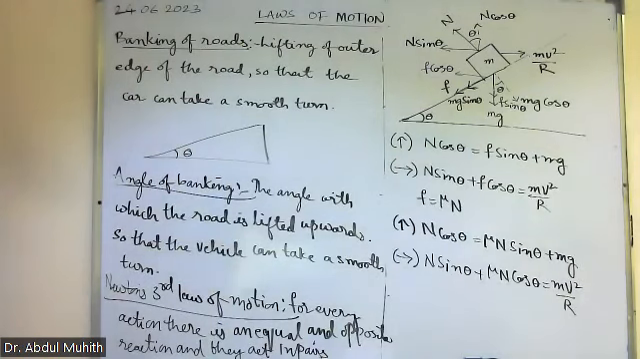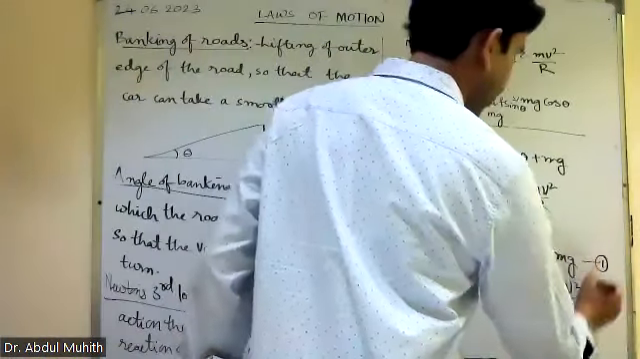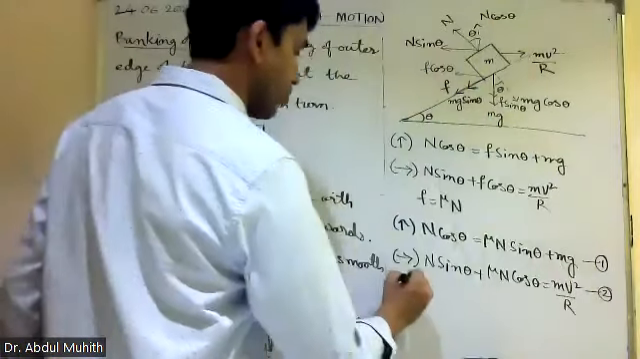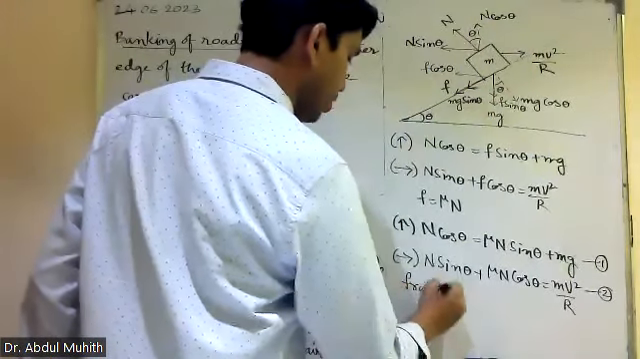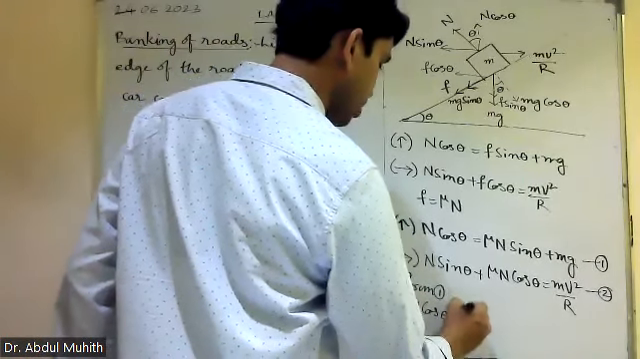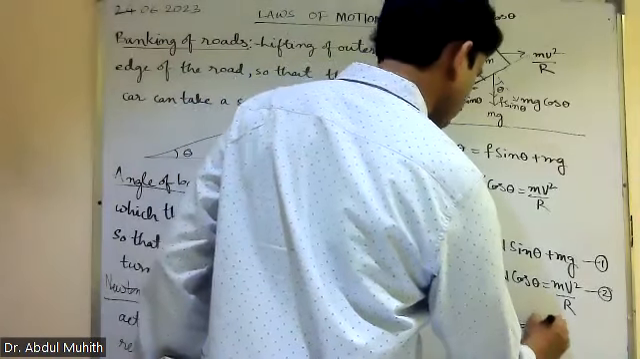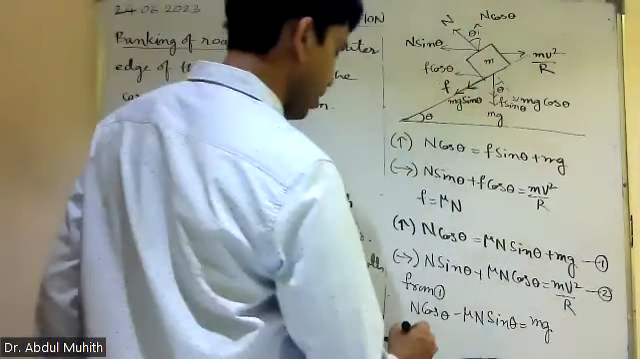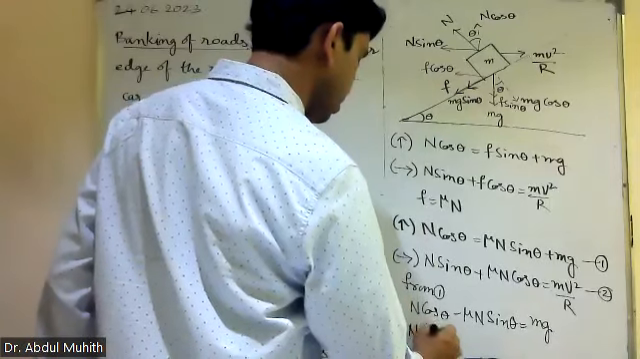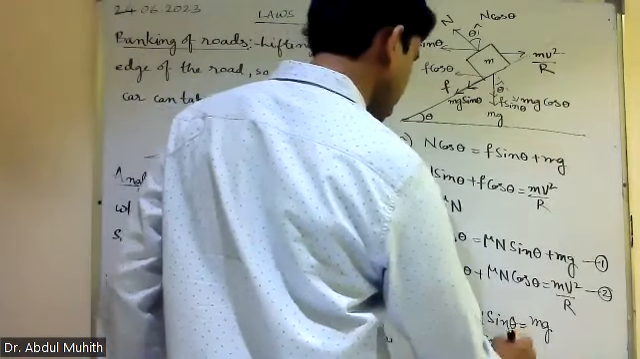Those are the two equations we got. Better, we will take the first equation and take n common. Let this be equation number 1 and that one equation number 2. From equation number 1, we write n cos theta minus mu times n sin theta equal to mg. So n into cos theta minus mu sin theta equal to mg.